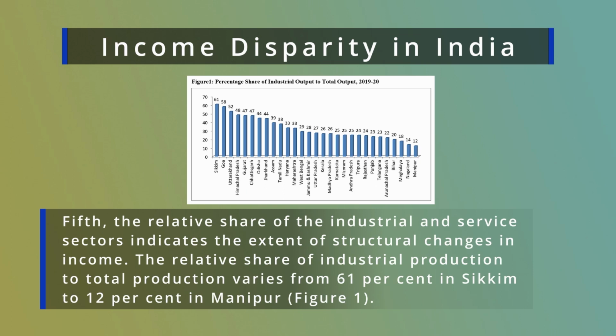This particular figure helps us to understand the variation of the contribution of industrial output to total output across states in our country, and this is for the specific year 2019-20. And there is also wide variation of the industrial production across states of India. The percentage share of industrial output to total output was highest in Sikkim, which was 61%, and lowest in Manipur, which was only 12%.